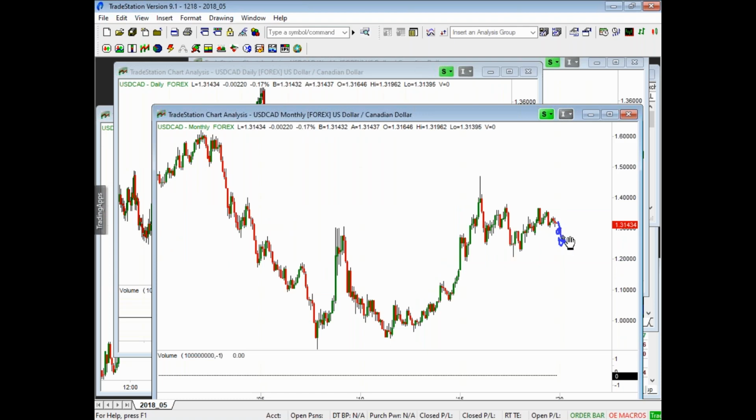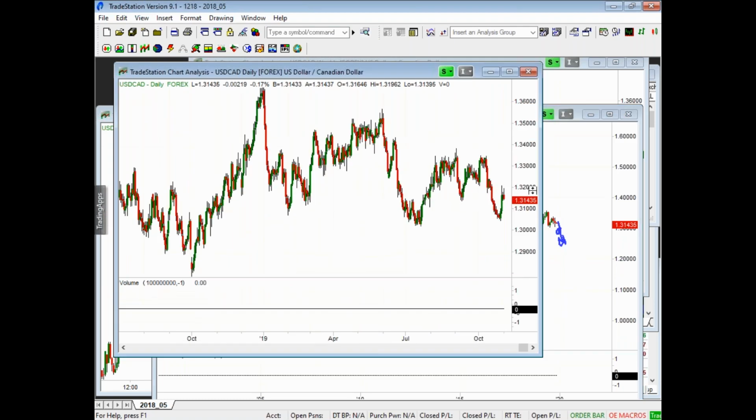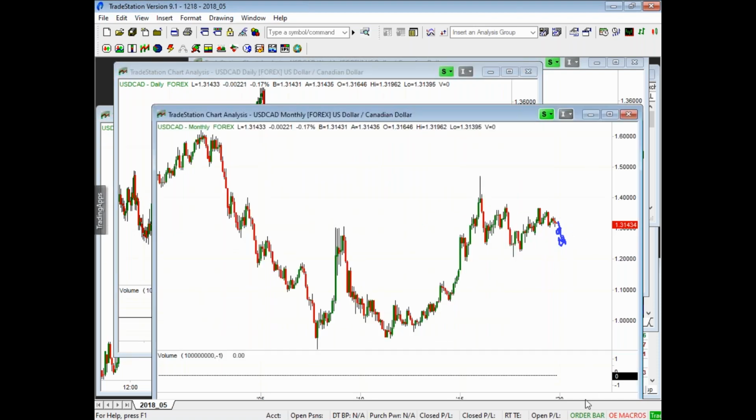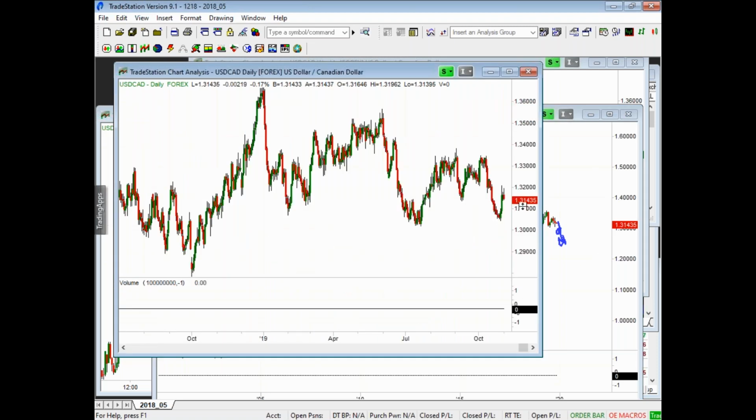USD CAD, good shot for this to still pull lower. We're seeing it shifting momentum, trying to turn around and get some momentum going on so that we get another pullback here on the monthly chart as well. So I do expect more downside on the US Canadian dollar or loonie here.